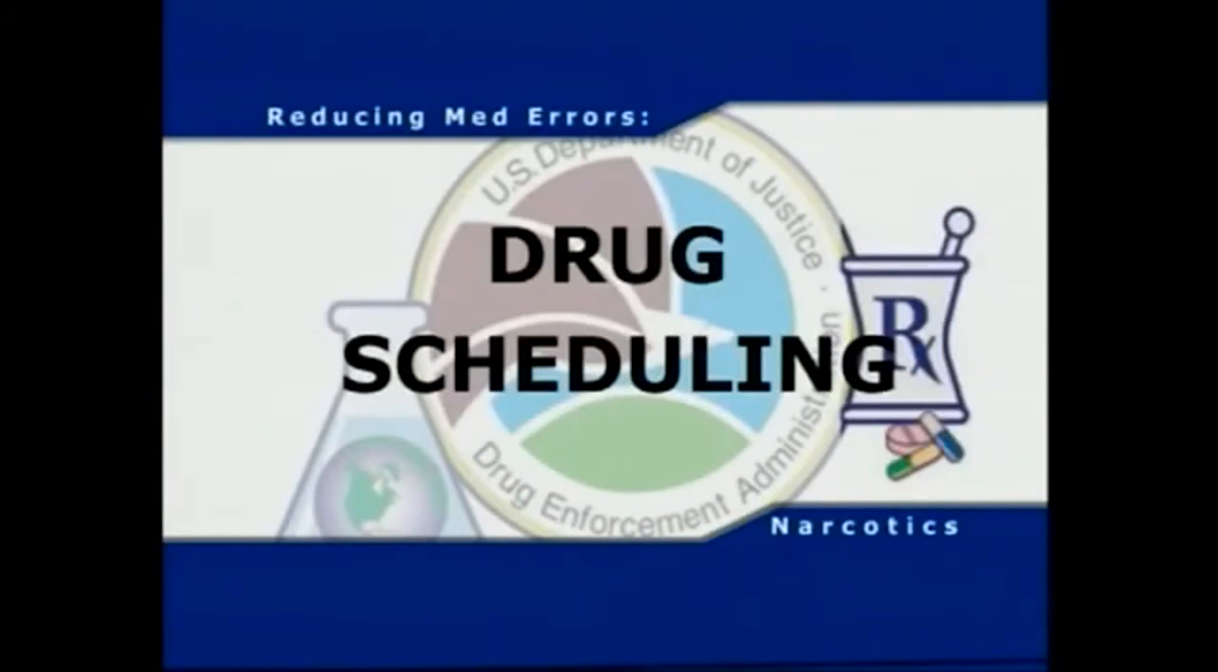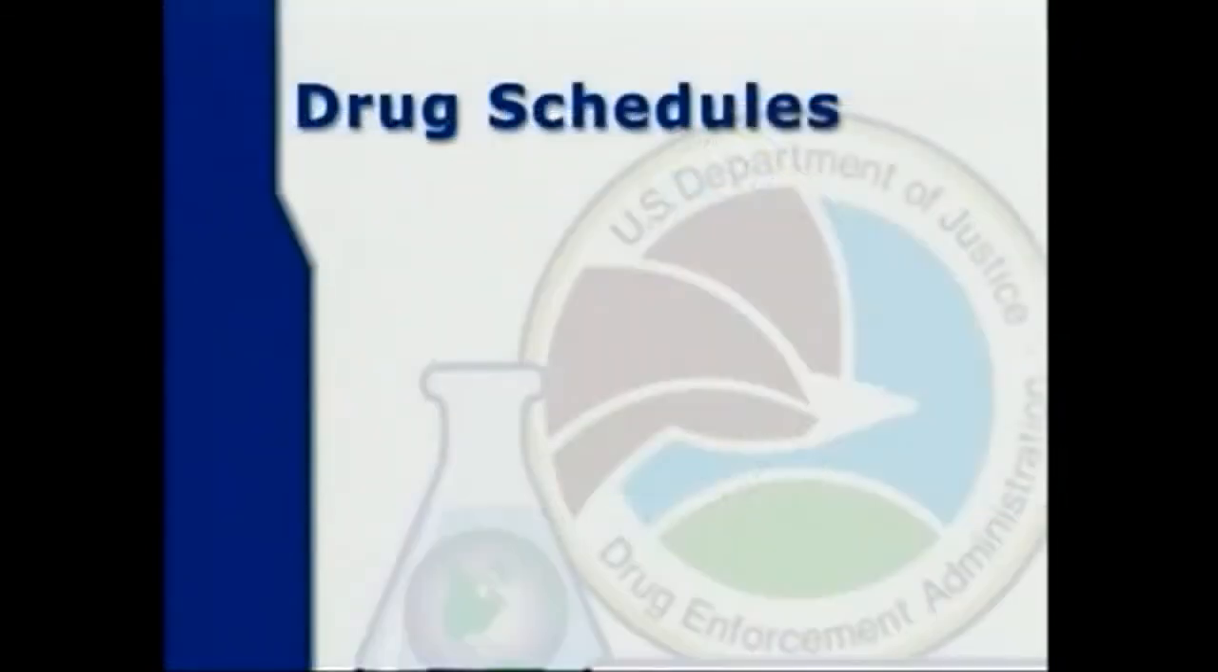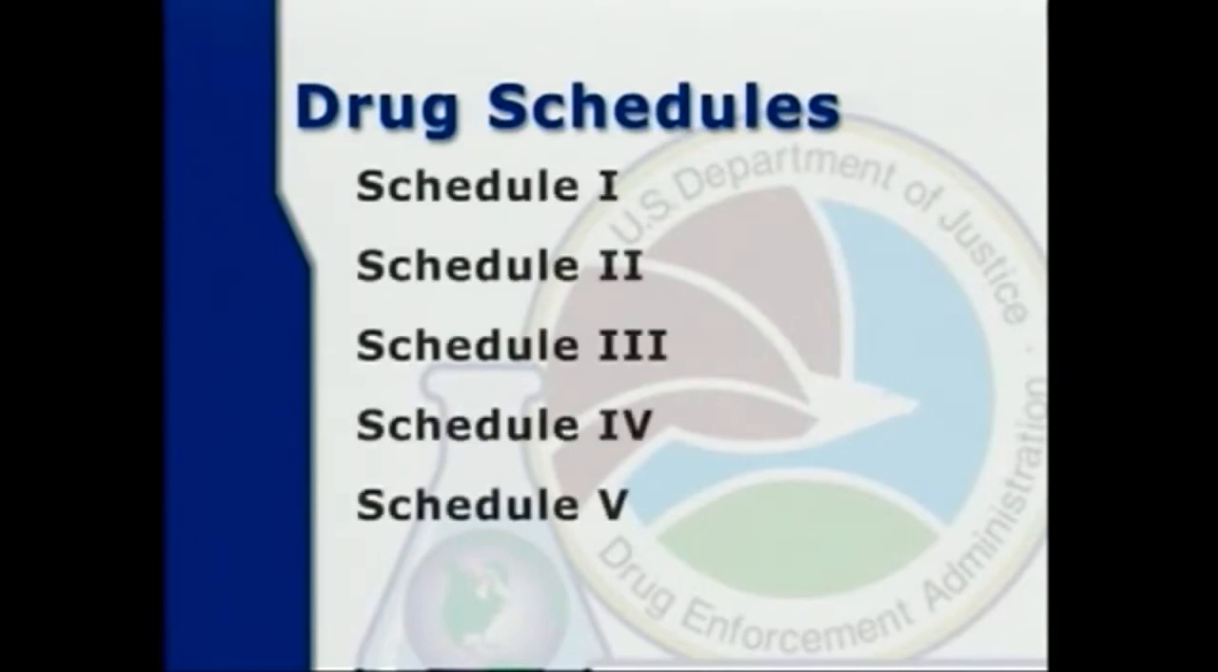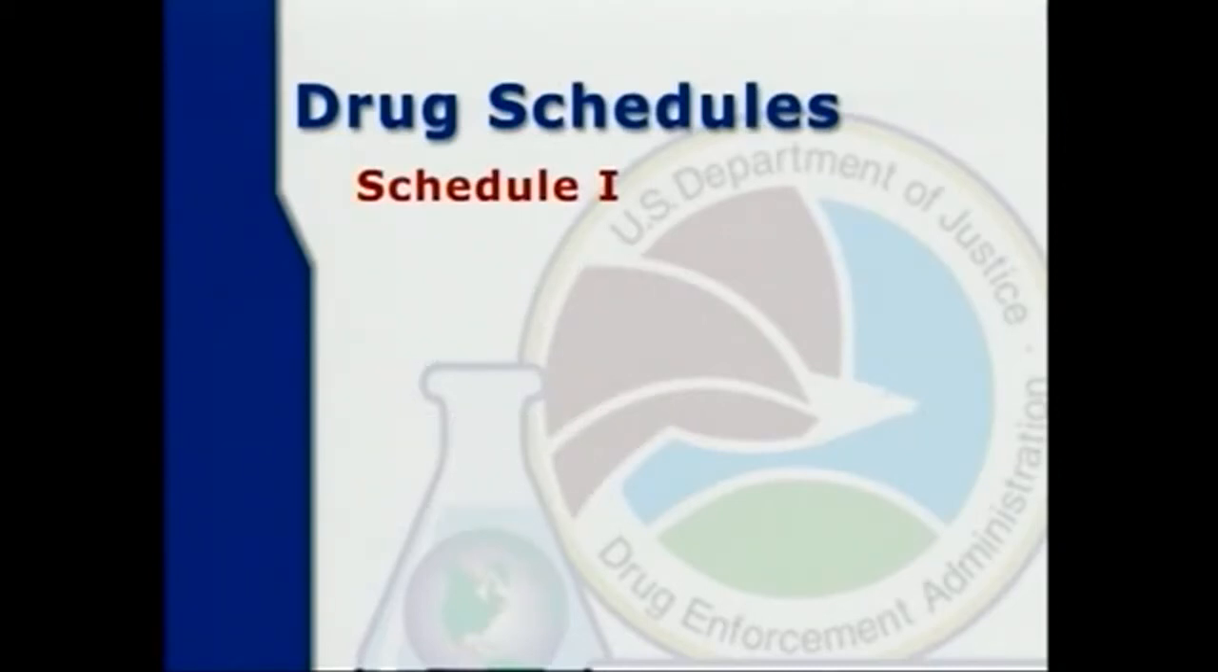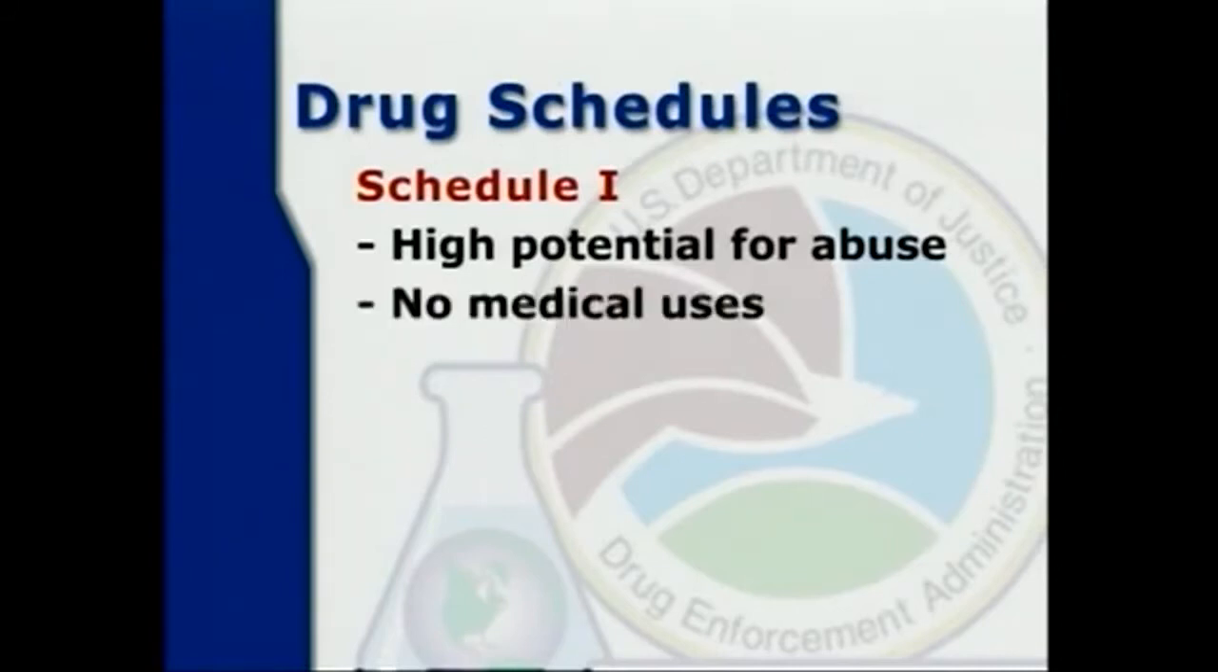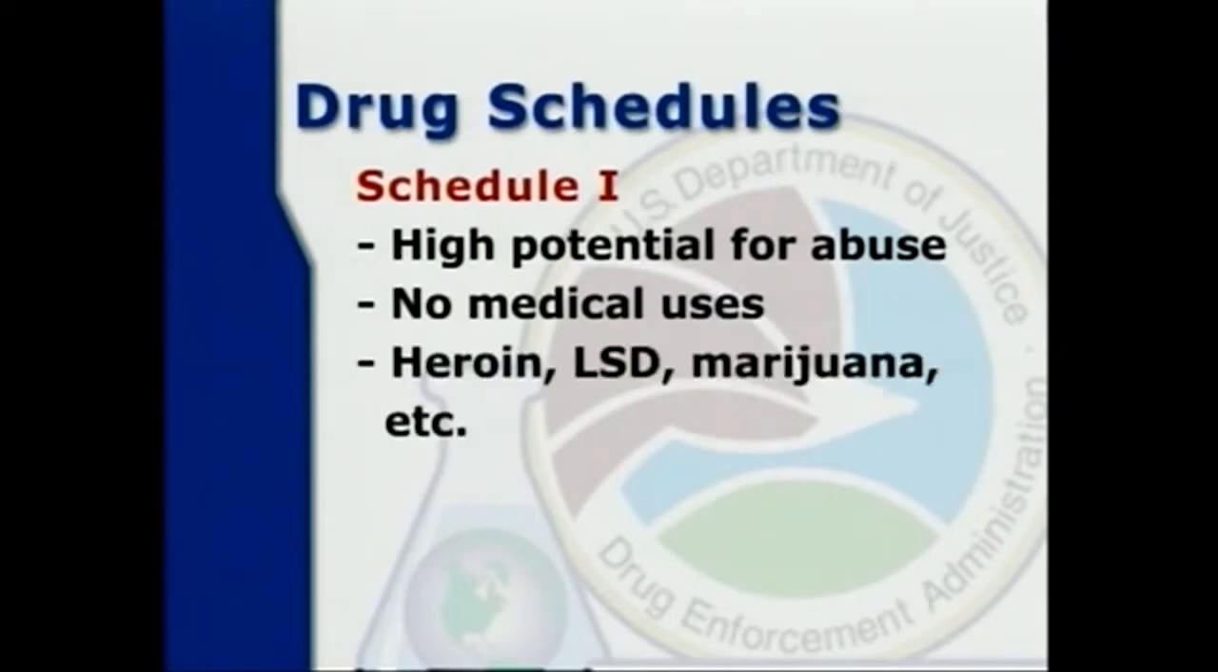The groups of medications defined by the Controlled Substance Act are referred to as schedules. They range from Schedule 1 through Schedule 5, with Schedule 1 containing the most serious drugs. Schedule 1 drugs are defined as having a high potential for abuse and no accepted medical uses according to the federal law. These drugs include heroin, LSD, marijuana, and other illicit drugs. They are, of course, banned in the United States.